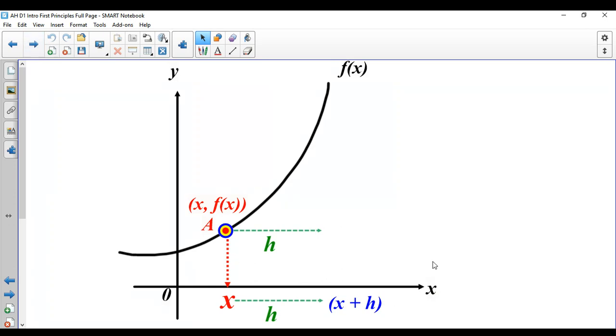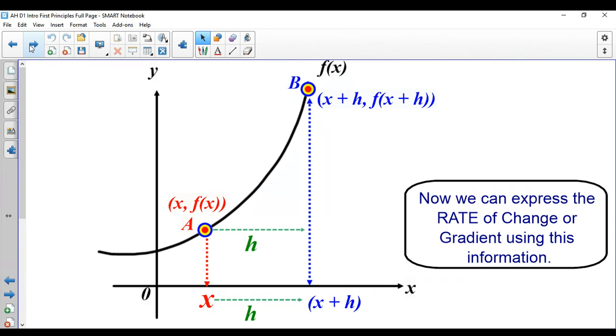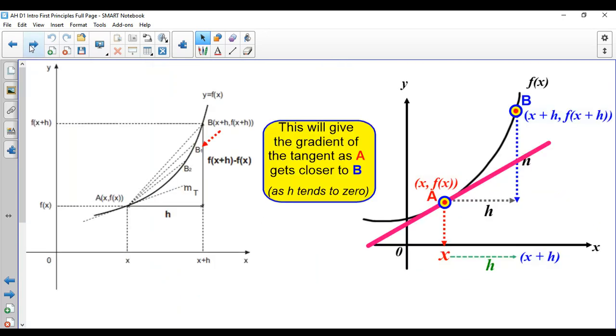If you move along a small amount, let's say h, then you will be at x plus h in the x-axis. So what would the y-coordinate come out as? Just like you've used functions in higher, if you had f of x, then x plus h would be f of x plus h, and let's call that b. So now we can express the rate of change or the gradient using this information.